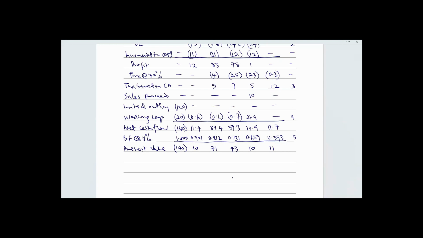So add up the positive present values. Here is the net present value: 145 minus 140. That's 5, positive. So that's that. We just calculated net present value.